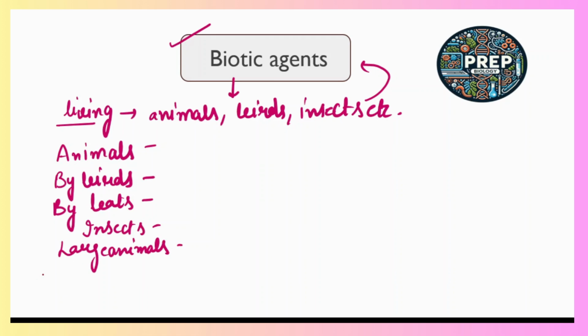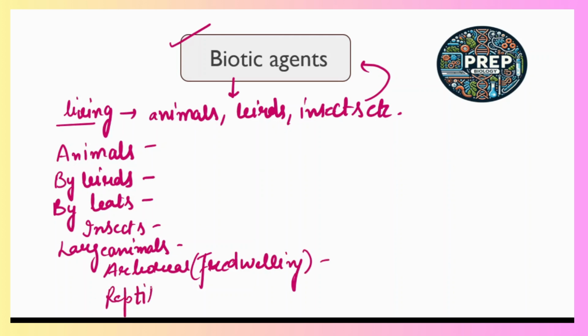Okay, arboreal means tree dwelling animals, arboreals, and the reptiles. So we have different categories with the help of which the pollination occurs under the biotic agents.